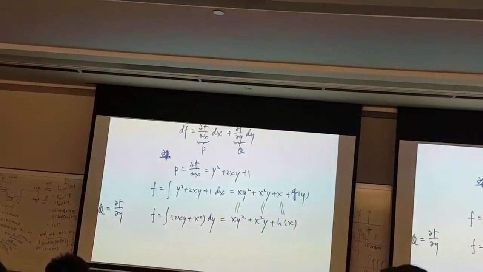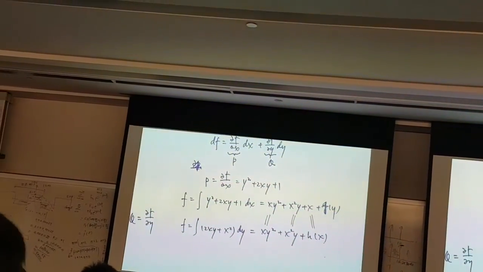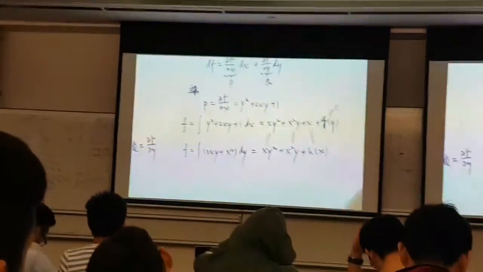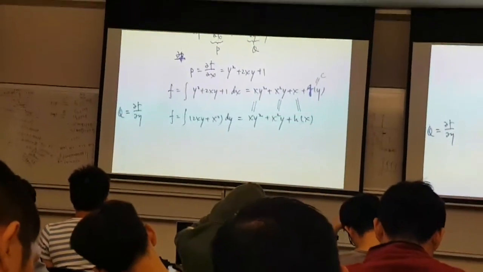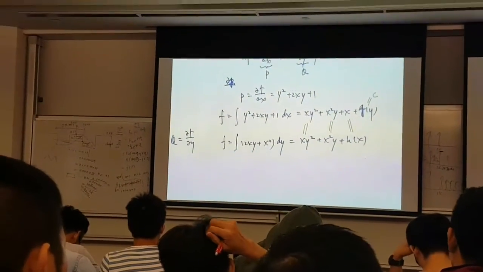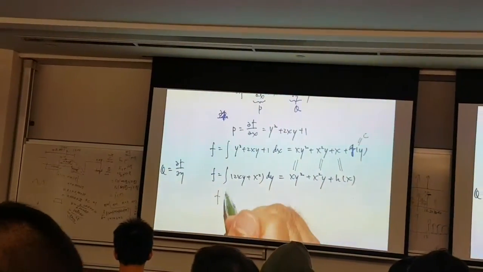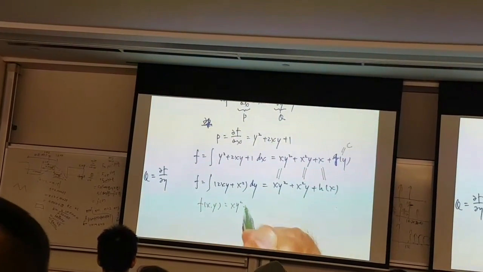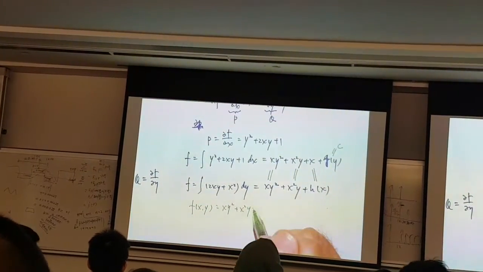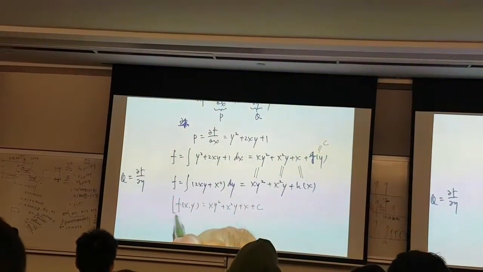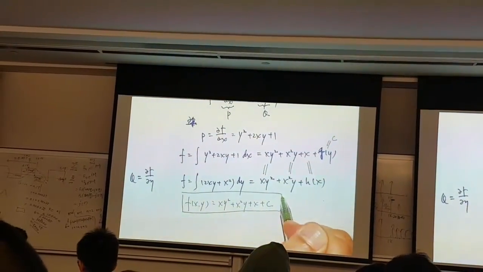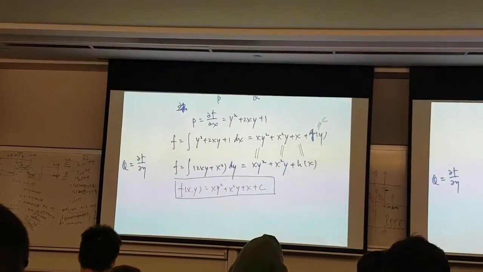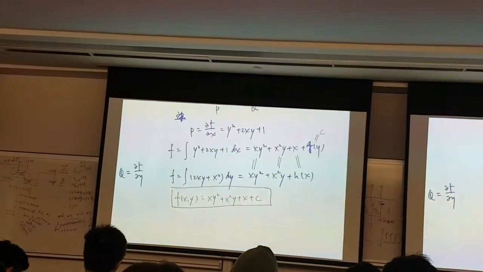Because there is nothing for the g(y) here, I can actually let g(y) be equal to a constant value. If I let g(y) be a constant value, then my parent function f(x, y) is going to be equal to xy squared plus x squared y plus x plus a constant c. Okay, so that is one way that we can approach it.